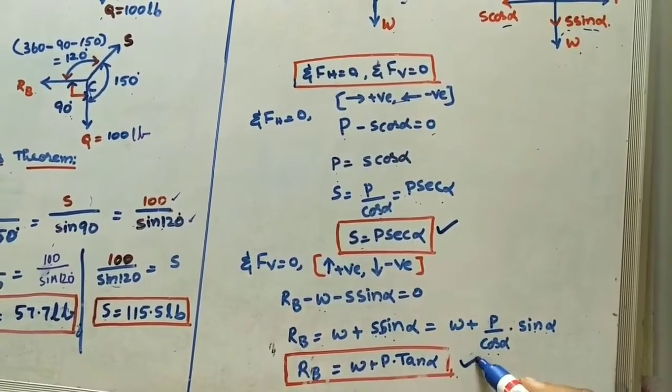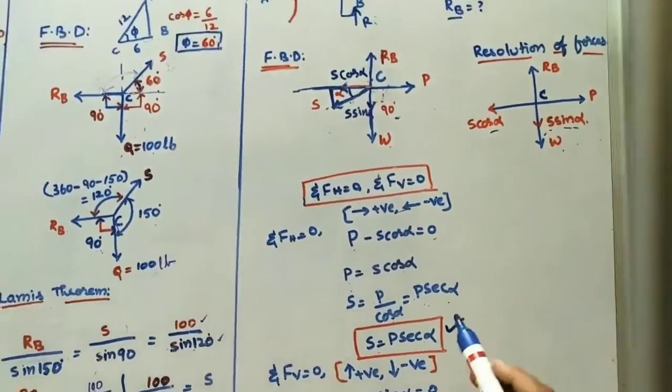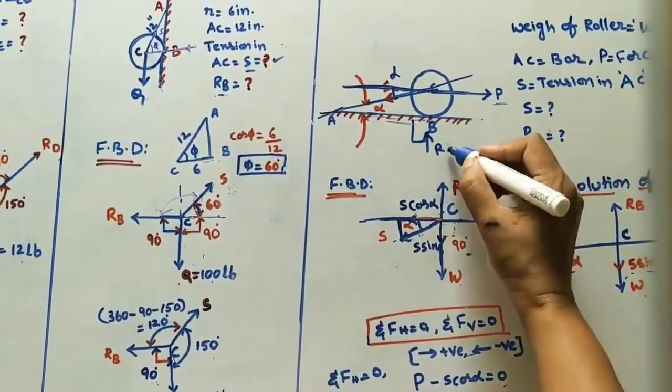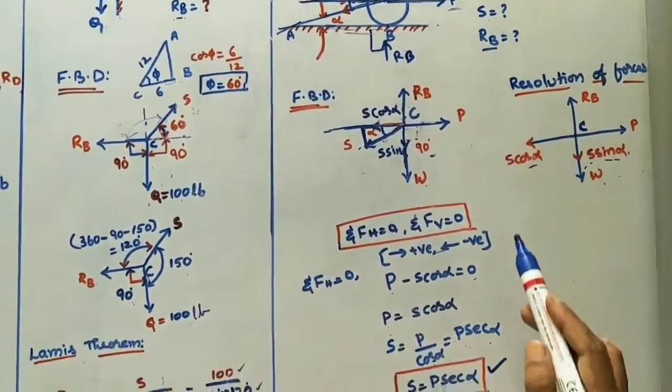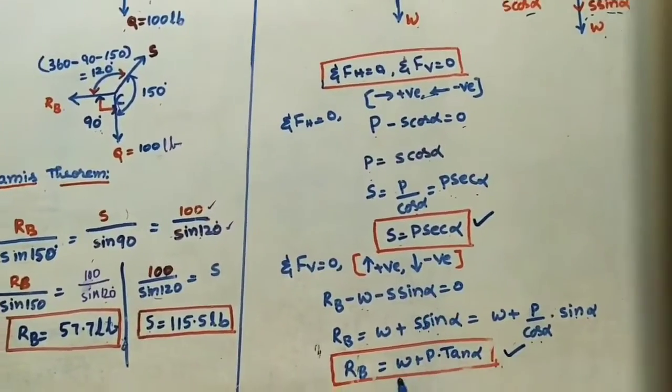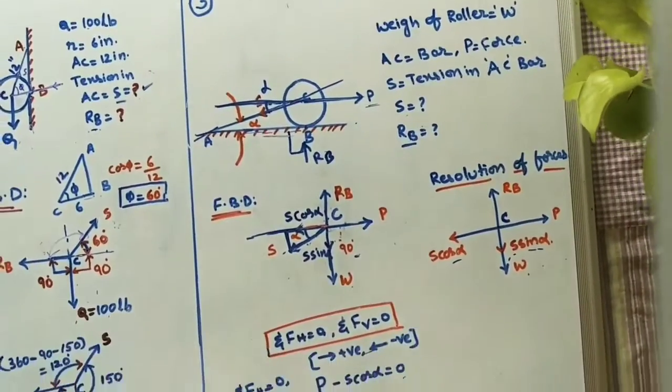So these two are the required answers. RB is the reaction at the contact point B, and S is tension in the rod. These two values we got, S and RB. Okay, this is the solution for the given diagram.